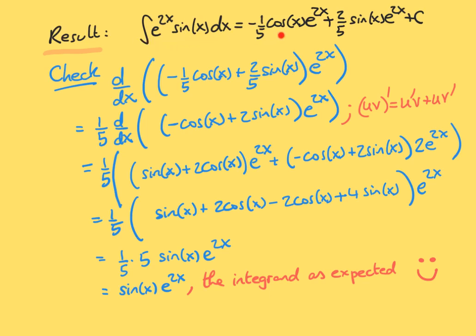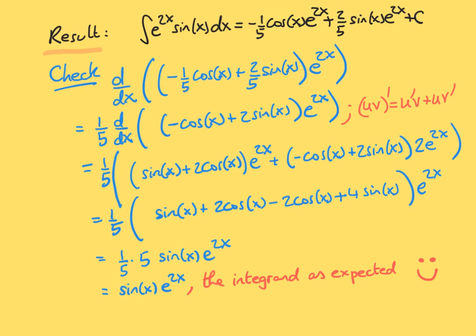So this is the result that we obtained on the previous slide. And to check it, we're going to differentiate this and see if we obtain the integrand. Now, both of these terms have a factor of e to the 2x multiplying them. So I'm going to factorize these terms and write it as this times e to the 2x. That means we're going to be using the product rule. Even if we didn't factorize, we'd still need the product rule for these products. And again, this is the way that I think people should write the product rule.